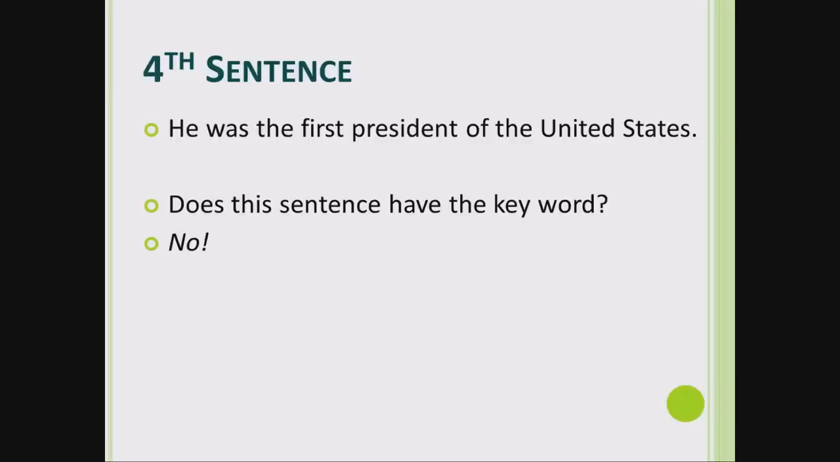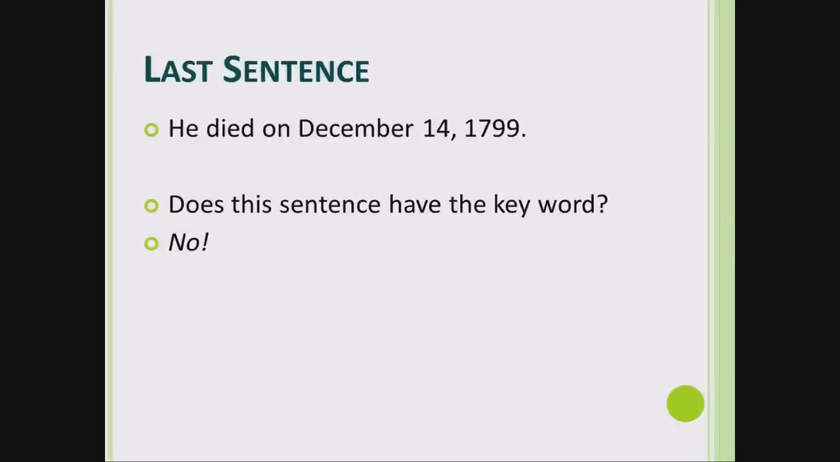Fourth sentence. He was the first president of the United States. Does this sentence have the key word? No. Last sentence. He died on December 14th, 1799. Does this sentence have the key word? No.